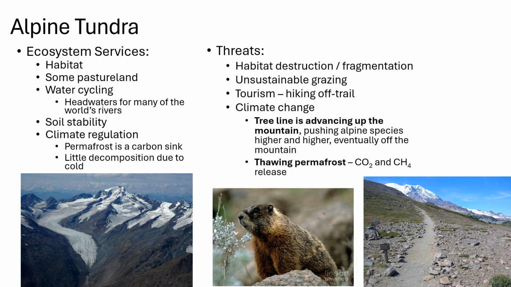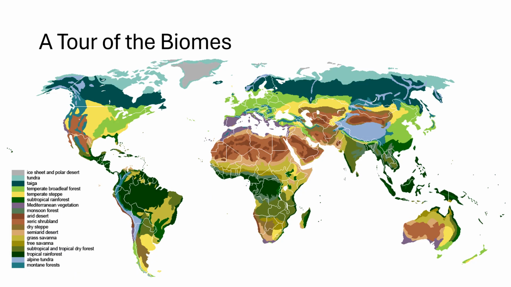And then thawing permafrost, which again releases CO2 and CH4 as that organic matter that is trapped in the permafrost thaws and then decomposes and releases those two greenhouse gases. So the alpine tundra isn't really visible throughout a lot of this diagram, but it is very visible in the Andes Mountains and the Tibetan Plateau, but there's a lot of high mountains. I would reference the other picture for the alpine tundra.